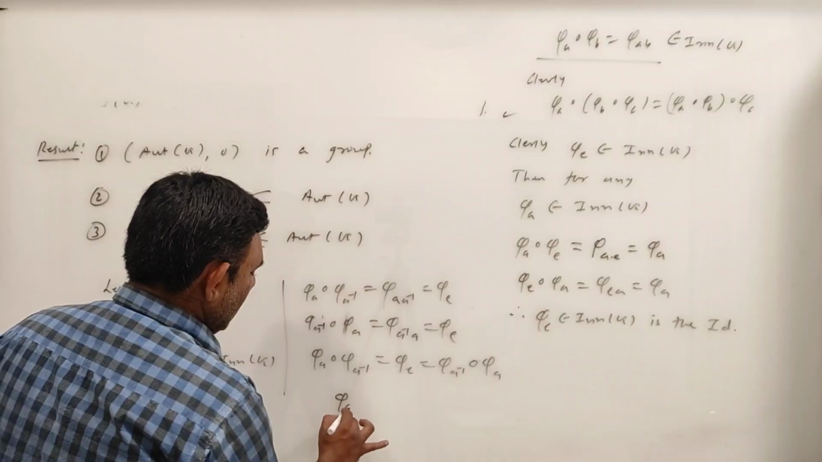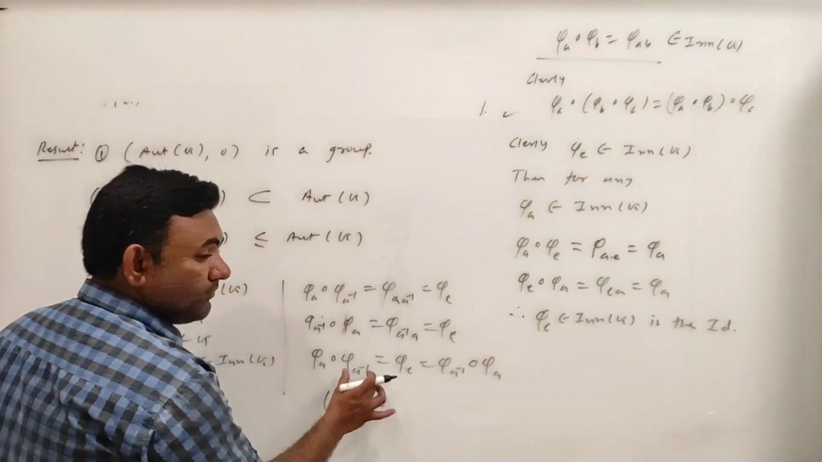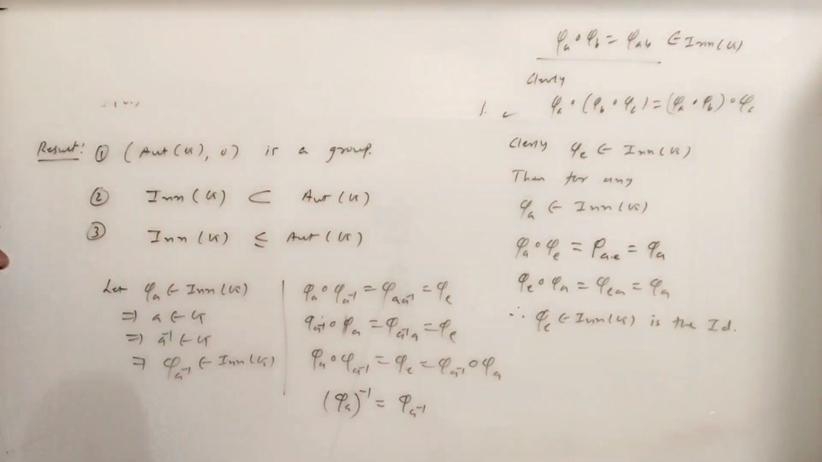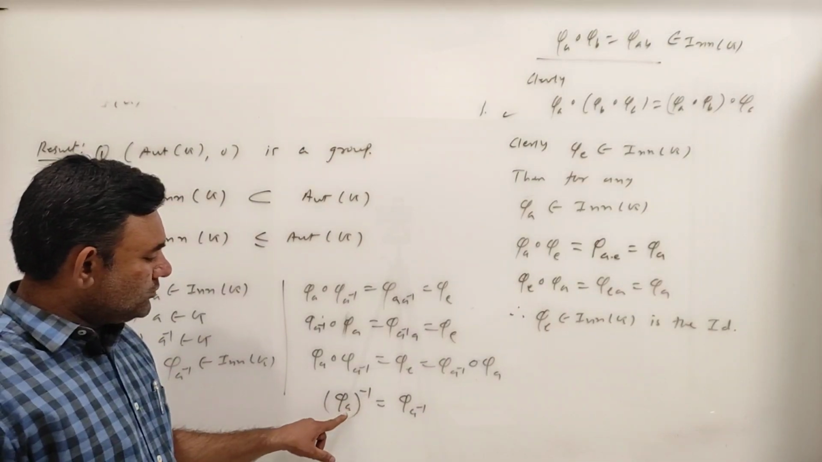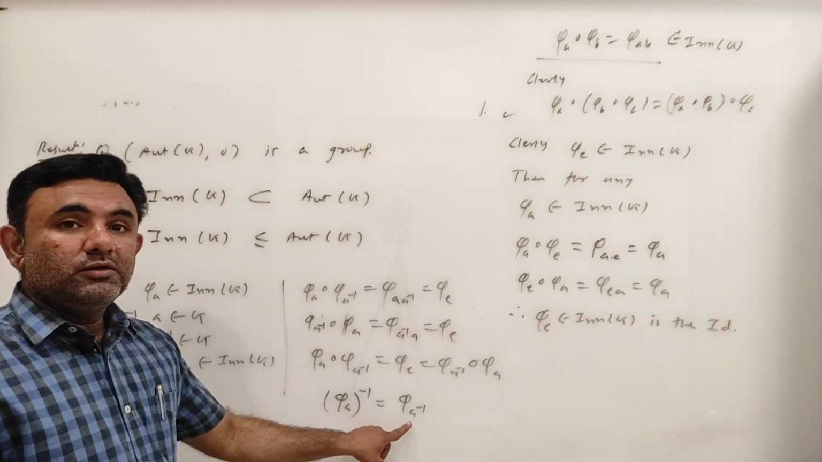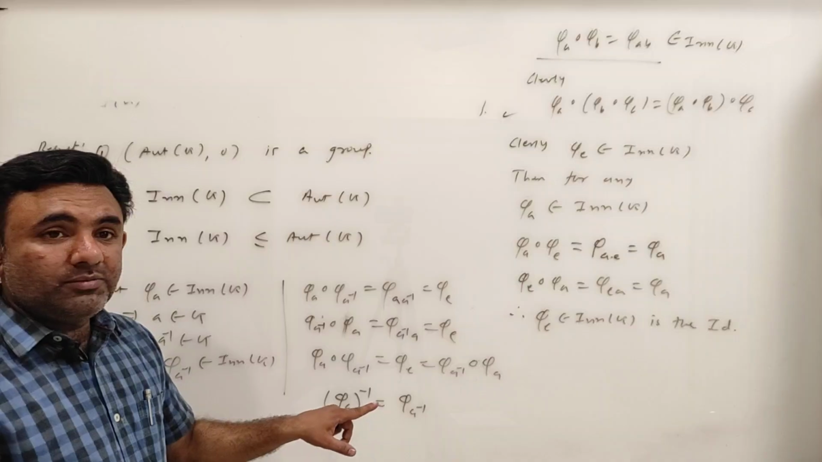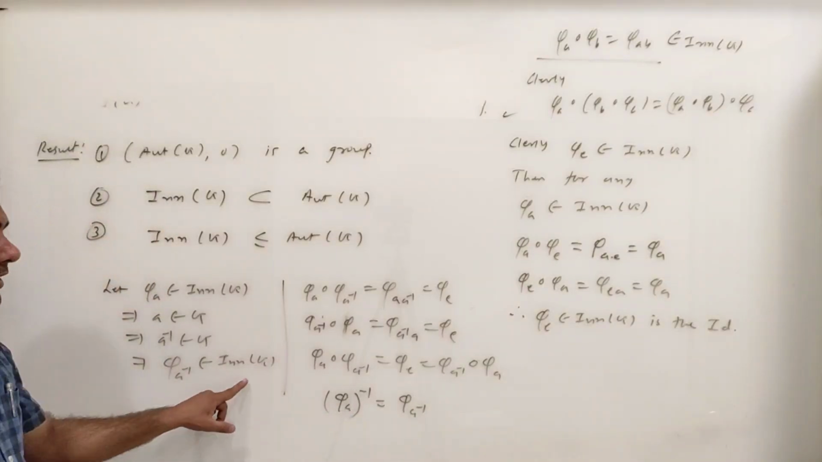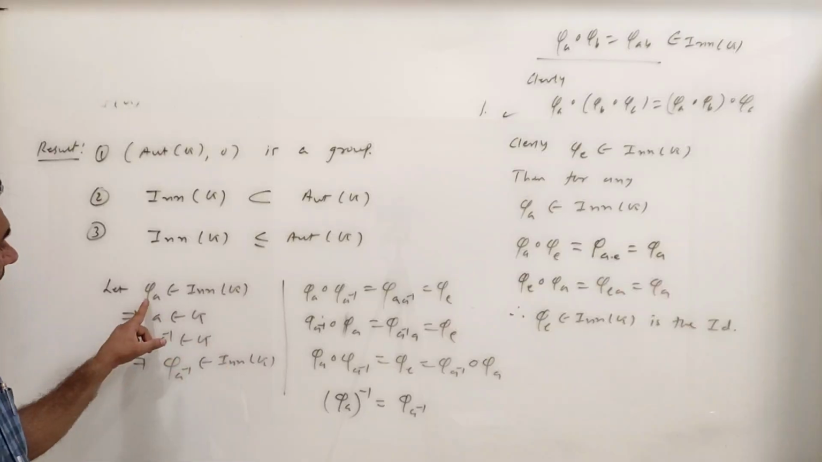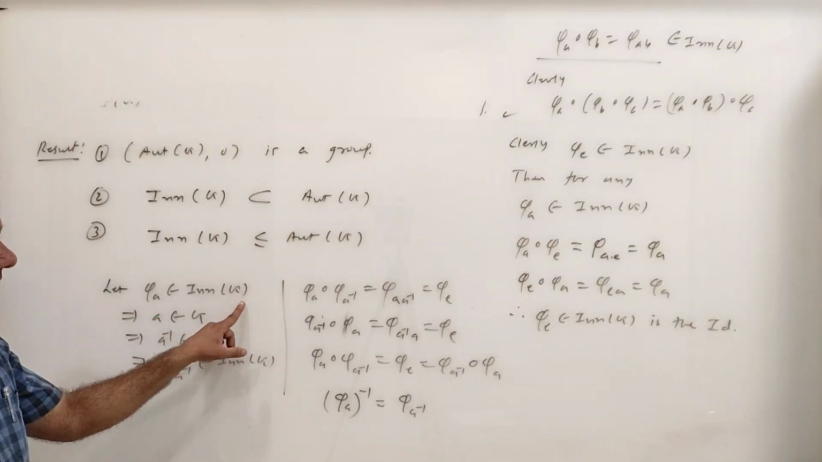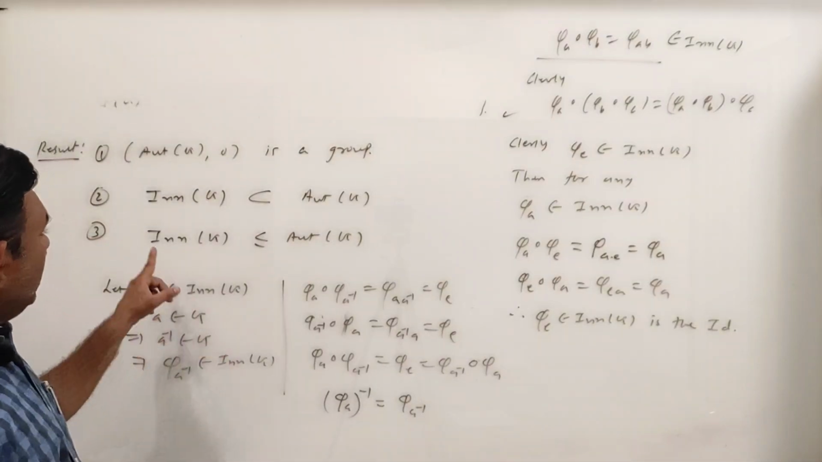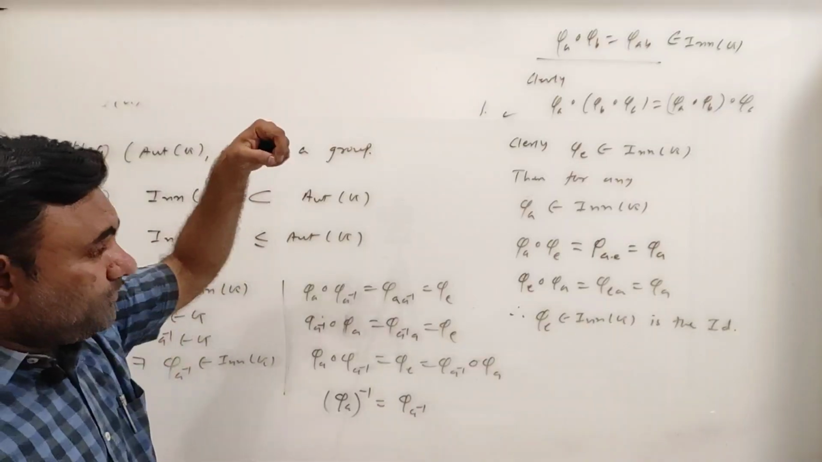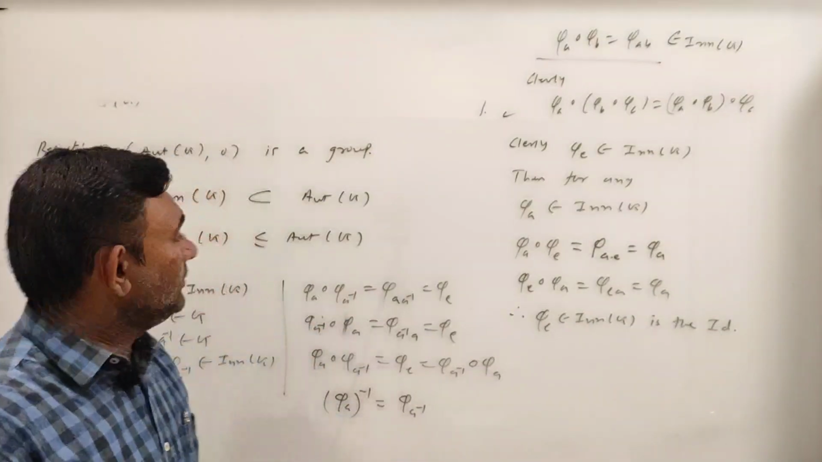So phi A inverse is what? Phi A inverse. So here we got a rule for how to find the inverse of an inner automorphism. You just apply the inverse on the element, so you will get the inverse of the inner automorphism, and phi A inverse is an element of the inner automorphism of G. So every element of inner automorphism G has an inverse in inner automorphism of G. So inner automorphism of G with the composition of functions forms a group, right?